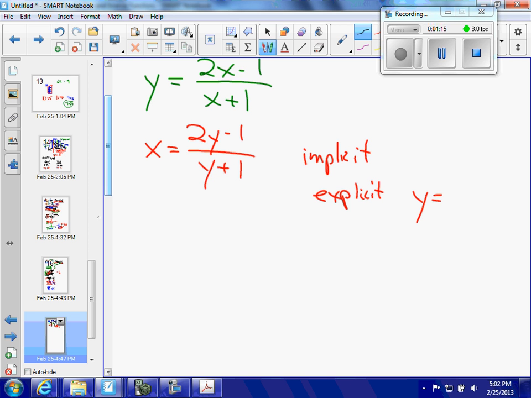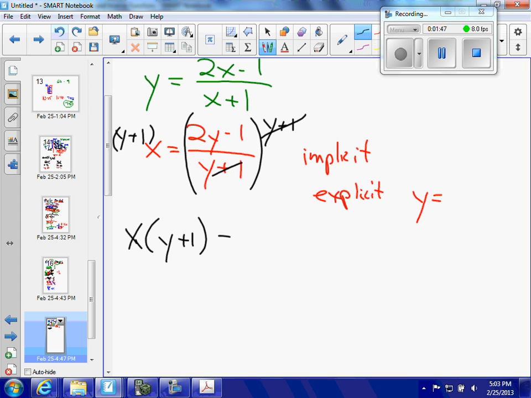So what I'm going to do now is take this equation and solve it for y. So I'm going to start by multiplying both sides of my equation by my denominator here to get rid of my denominator. And so on the left-hand side, I'm going to have x times y plus 1, and this is going to cancel out my denominator there. That's going to be equal to 2y minus 1.